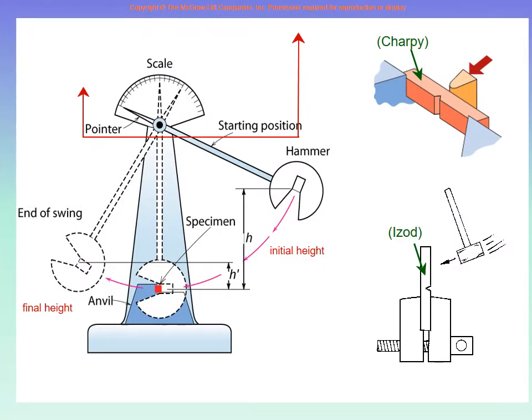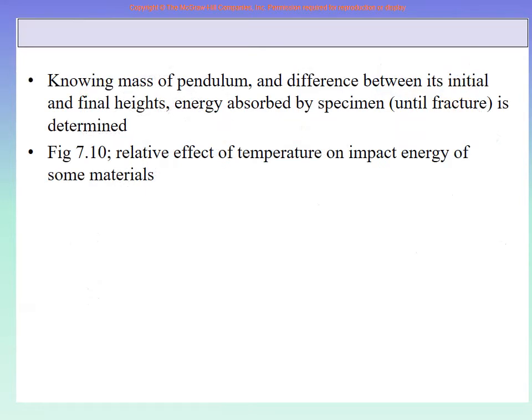So you now know quite a bit about the Charpy impact testing machine and the Charpy or the Izod type of specimens that we can break for impact testing. And here we are just saying that knowing the mass of the pendulum, the difference between its initial and final heights, the energy absorbed by the specimen until fracture is measured.